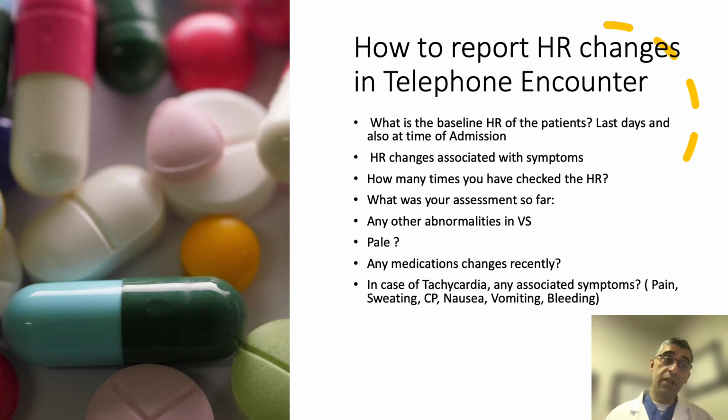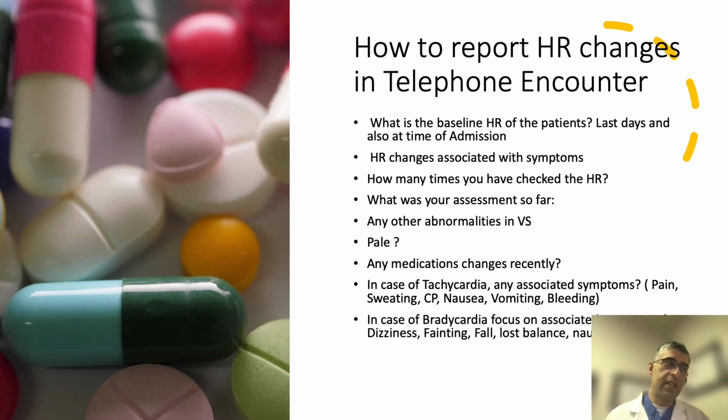In case of tachycardia, we talked about it. Any associated symptoms? Does the patient have pain, sweating, chest pain, vomiting, bleeding? That means that they're losing blood, has anemia, heart rate is fast, vomiting, dehydration causing that. And in the case of bradycardia, more focused symptoms will be dizziness, fainting, fall, loss of balance, nausea. They can be good for that.